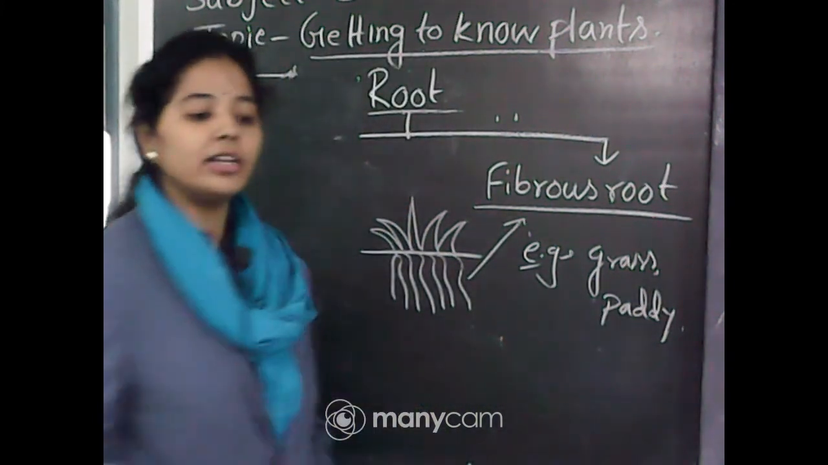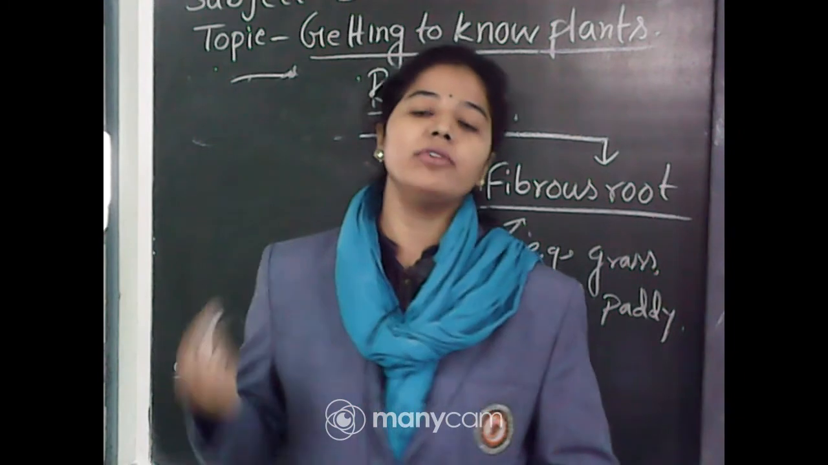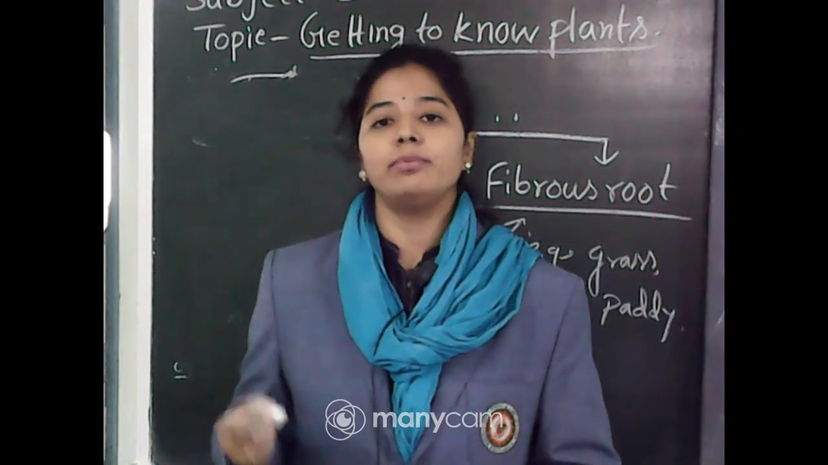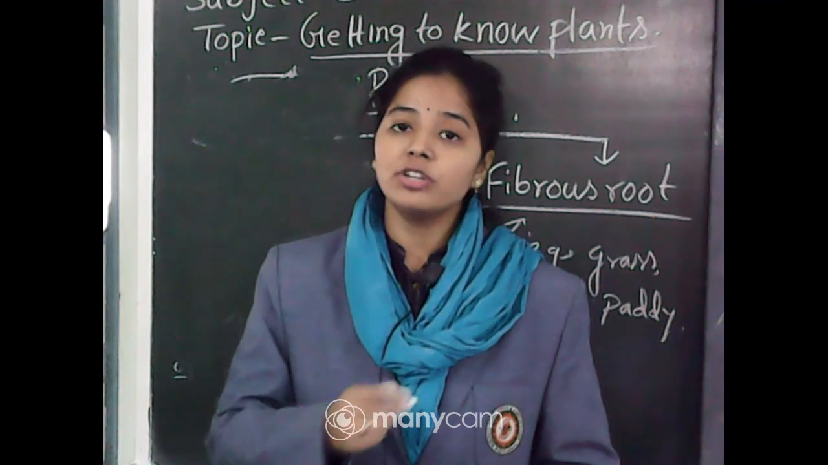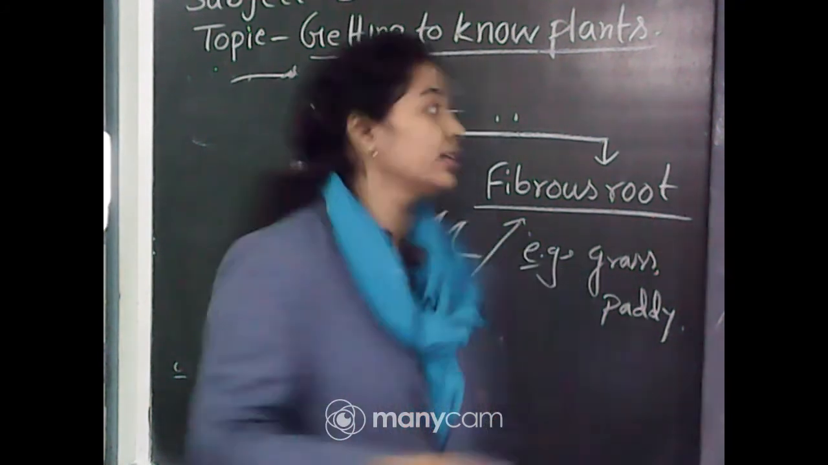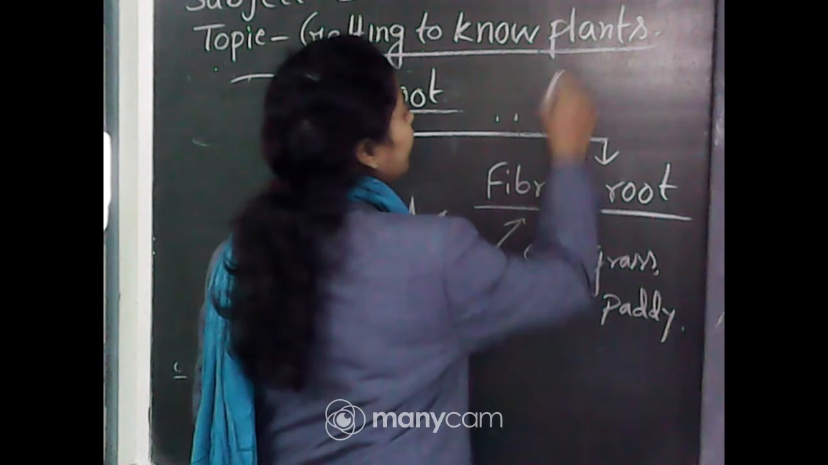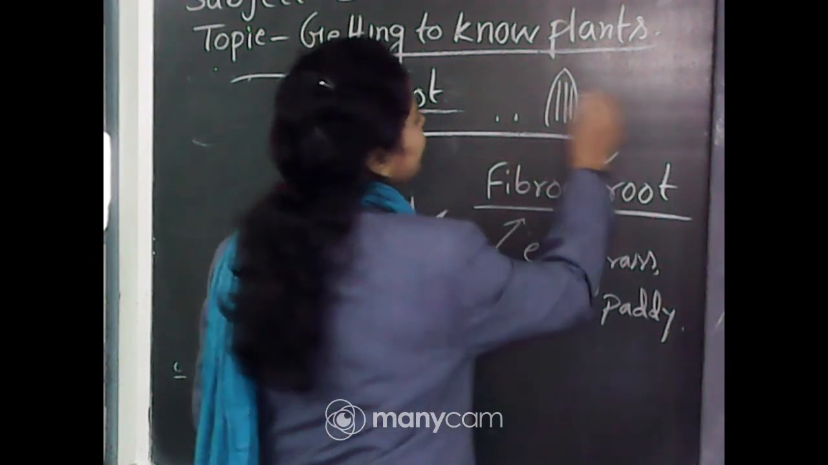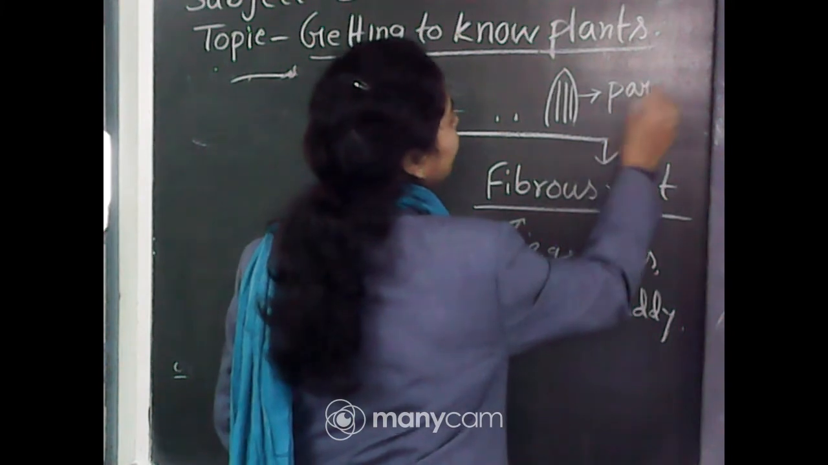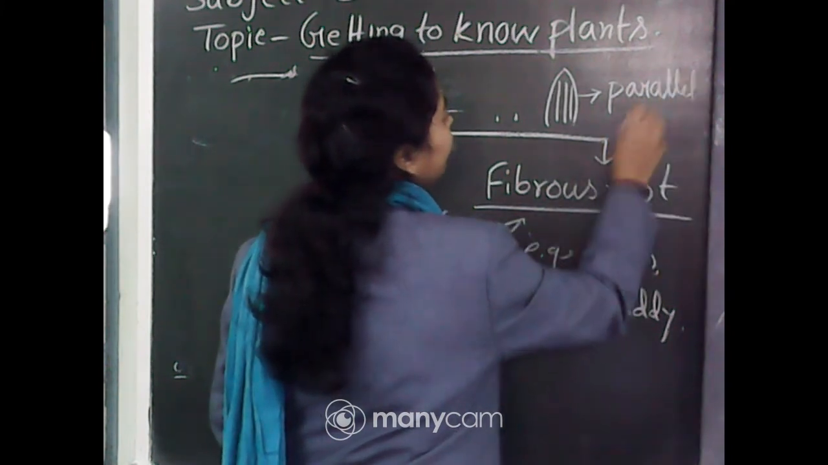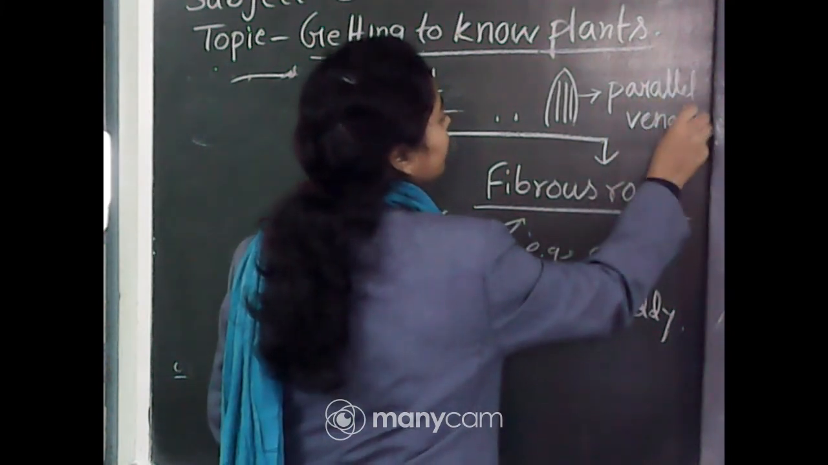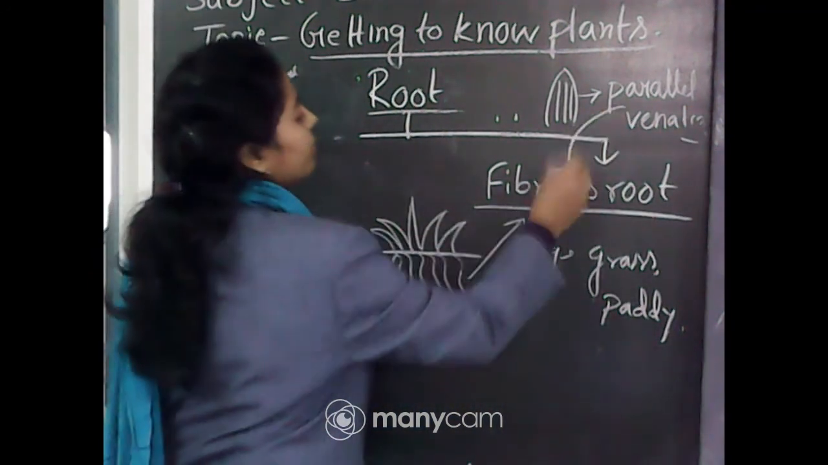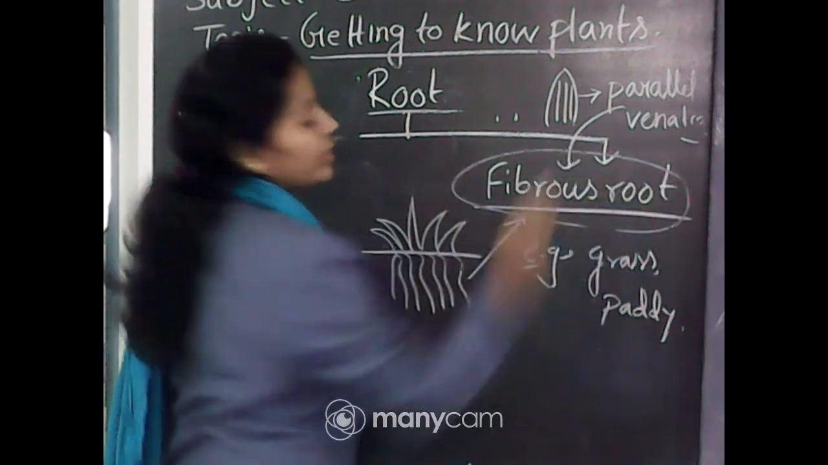Another thing you have to remember: plants with reticulate venation always have taproots. And remember this too: plants with parallel venation. If the leaf is like this and the veins are arranged parallelly, such venation is known as parallel venation. So plants with parallel venation always bear fibrous roots. You have to remember this point too.